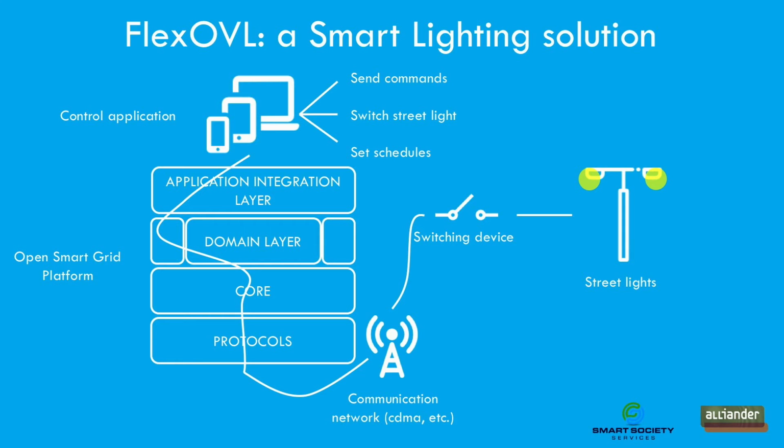This web service checks if the user of the application has the authority to use the business logic. If so, the web service sends the command to core functions. This layer reroutes the commands to the appropriate protocol adapter. The protocol adapter converts the command to the specific protocol used by the devices. The device receives a specific command and, in this case, switches on the streetlights.